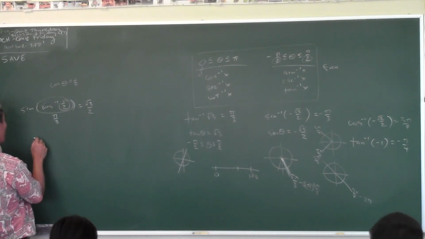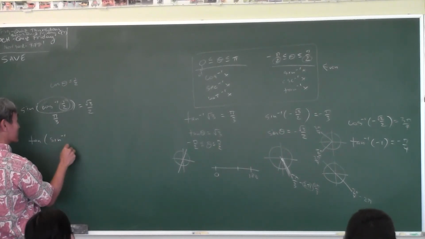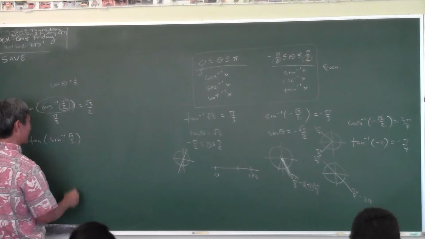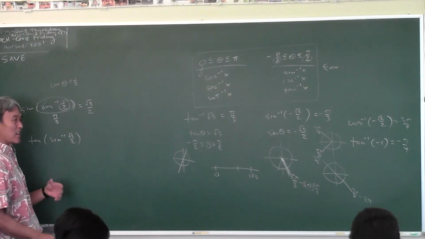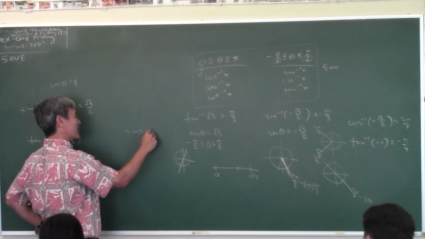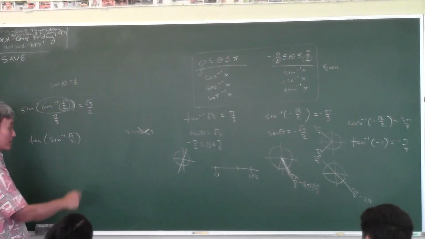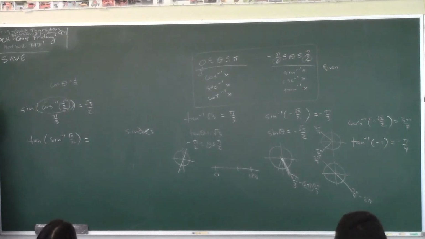Okay, let's do a couple more. Tangent of sine inverse, give me a number. Root 2 over 2. 3? Who said 3? If you put 3 there, sine inverse 3 means sine of what angle is 3? Think about it. Sine of what angle is 3? No solution, right? I like that answer. Pi over 4.